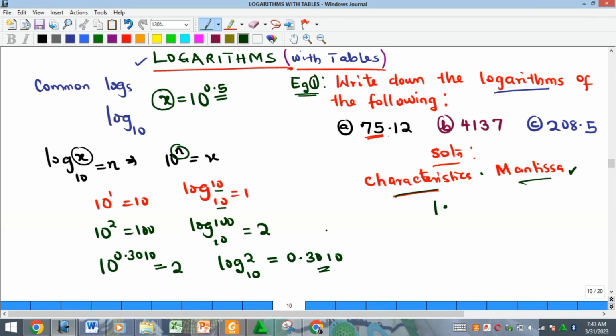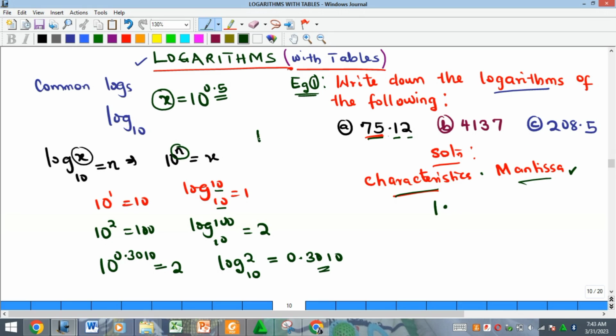So we are going to now go back to our log table. I want us to now find this. And when you go to your log tables, you take the first two digits. So I will do 75 under 1 difference 2, since I have 4 digits. And if you check, all the examples we have here are 4 digits.